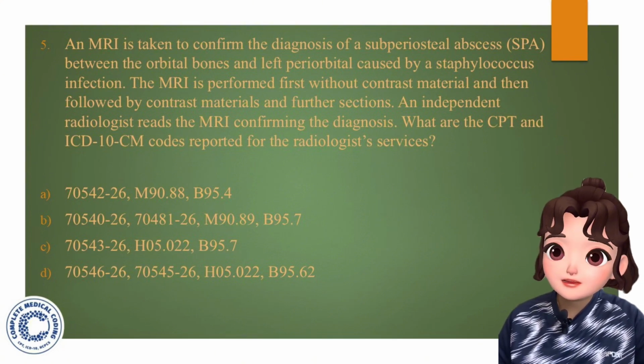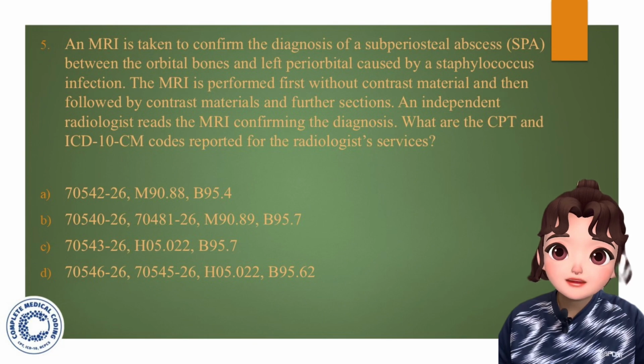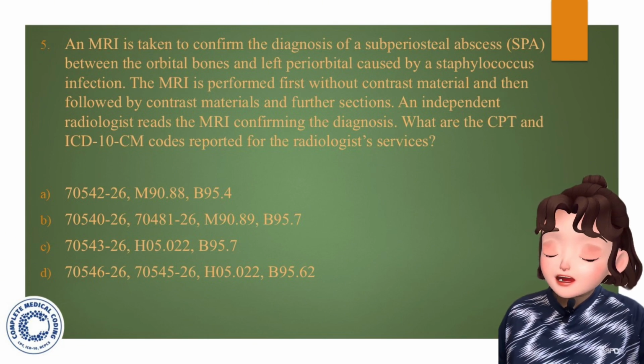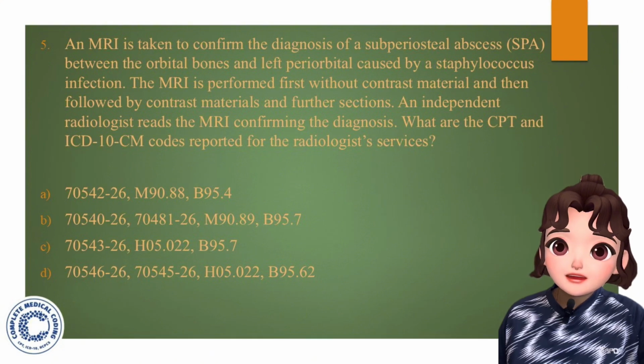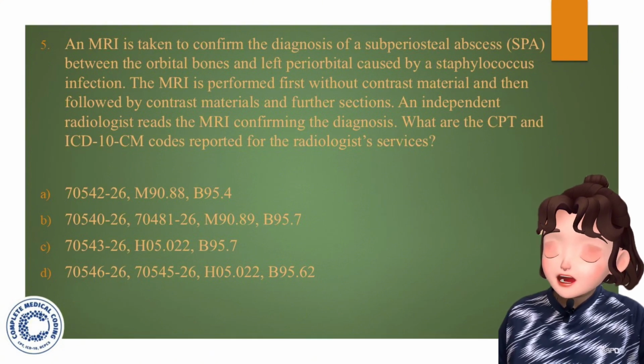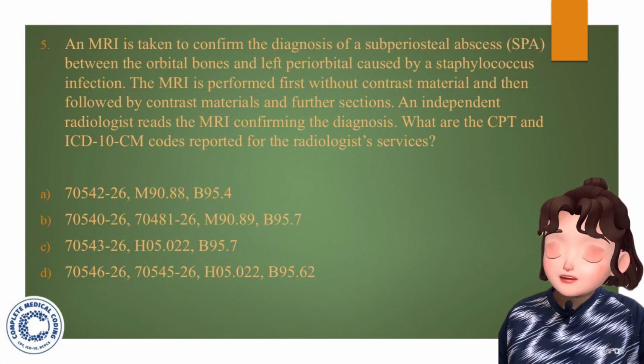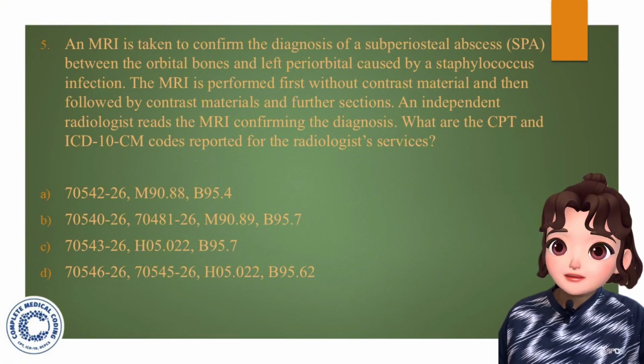Okay, so just open the CPT code book. What is the first one? 70540, which is the first CPT in that series. 70540, magnetic resonance imaging, orbit, face and neck without contrast material. This is only without contrast. What is 70542?